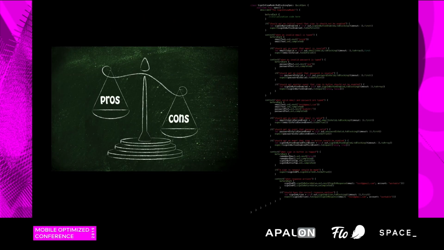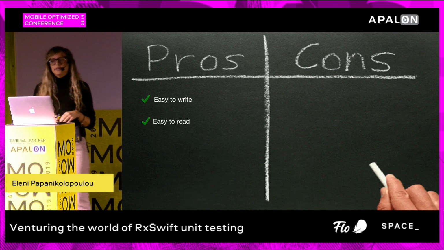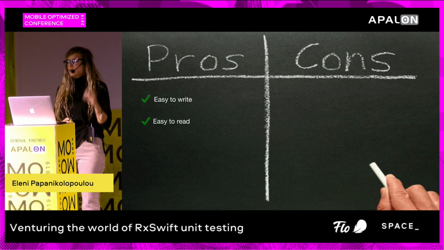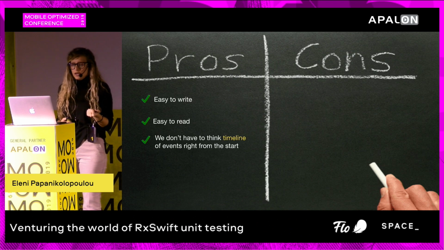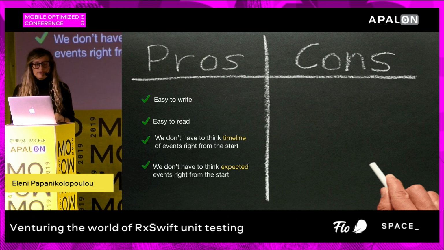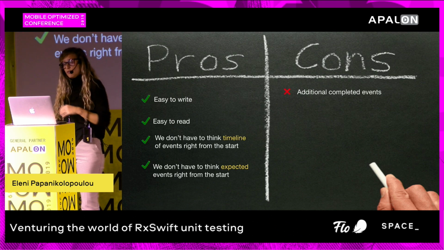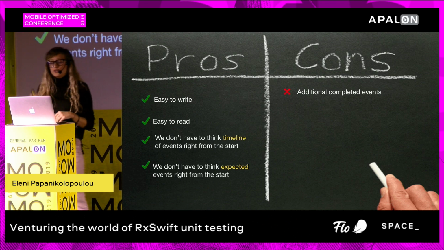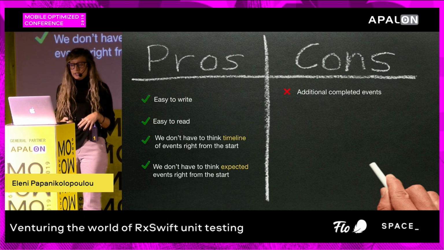So let's see the pros and cons of using RxBlocking. It's again relatively easy to write and read. We just call toBlocking on an observable and we get the results of the observable. And again, we don't have to think about the timeline of events and the expected events. We think about them along the way. But we have those additional completed events which don't correspond to a real case scenario.